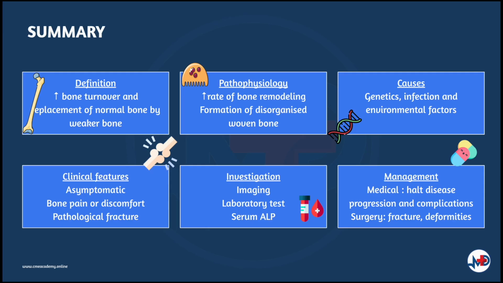Definitive diagnosis is clarified with matching findings on plain film X-rays and lab results. Consider Paget's disease in older patients with elevated ALP but normal GGT levels. The main aim of medical therapy is to suppress osteoclastic activity, to halt disease progression and complications. Surgery is only indicated where there are pathological fractures or bone deformities.